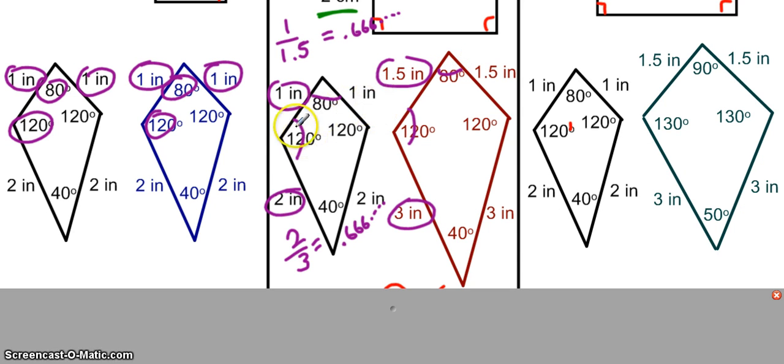So the important thing to remember is that in congruence, both the angles and the sides are congruent. But in similarity, the angles are congruent, but the sides are proportional.